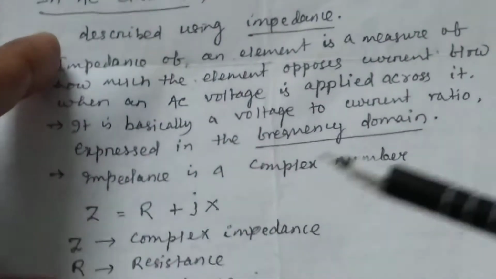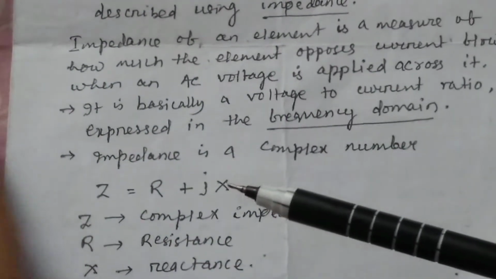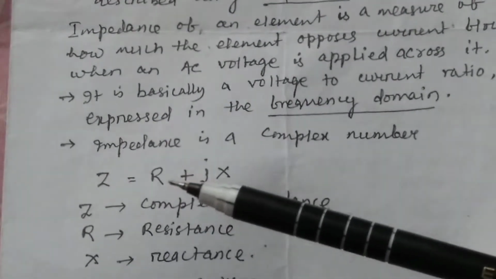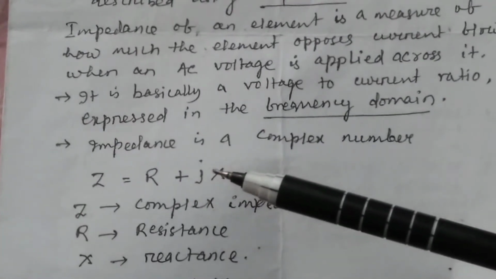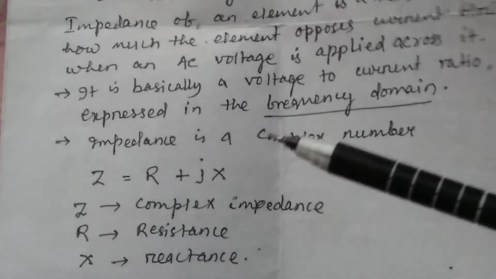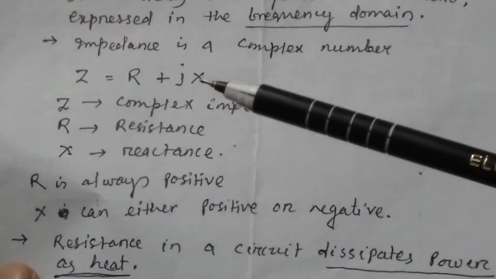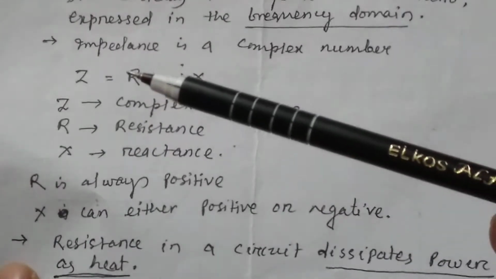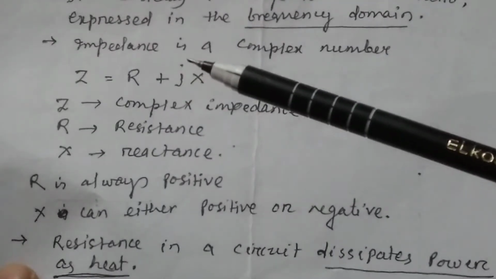Z is basically equal to R plus jX. Complex impedance is equal to resistance plus j times reactance. R is called the resistance and X is called the reactance, and j is the imaginary unit. R is the real part of the complex number, and jX is called the imaginary part of the complex number.